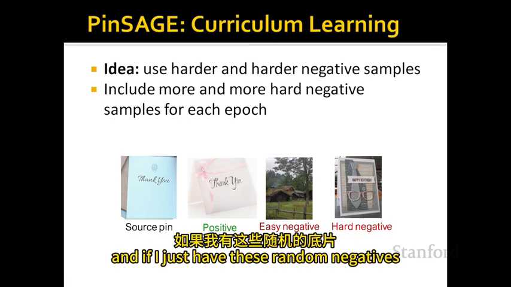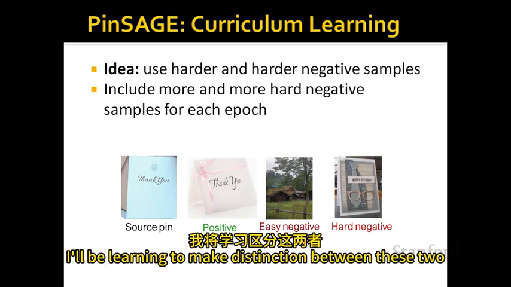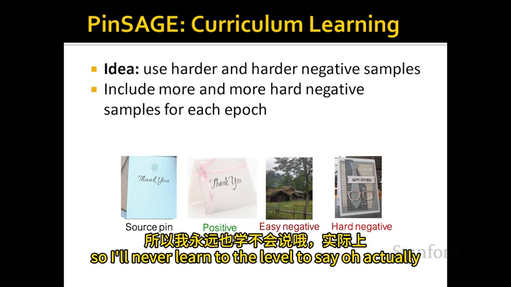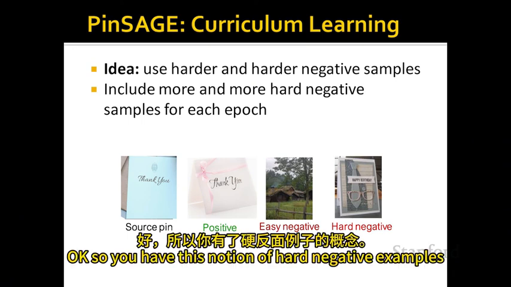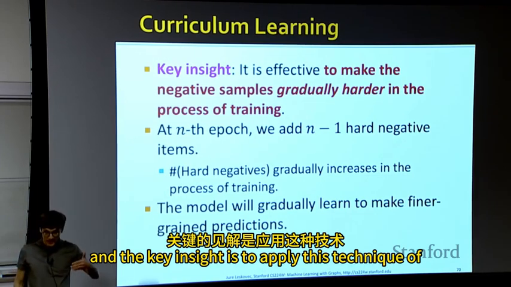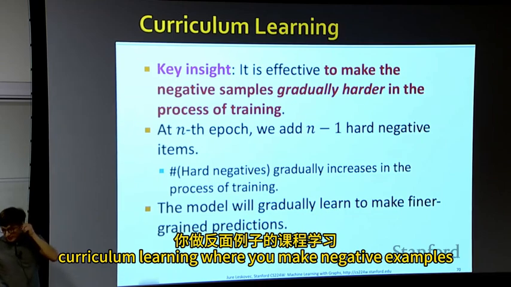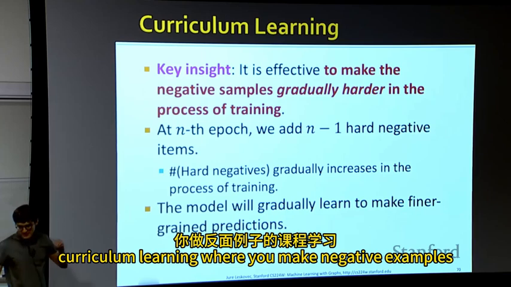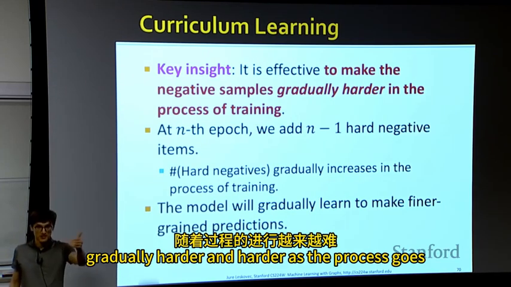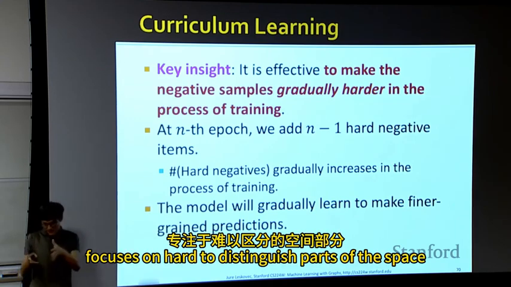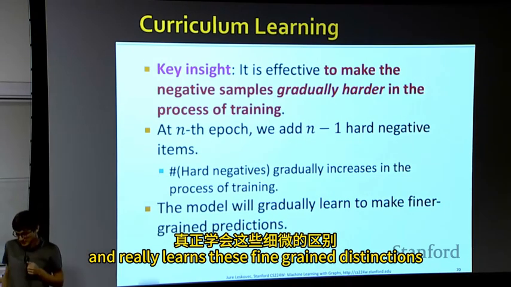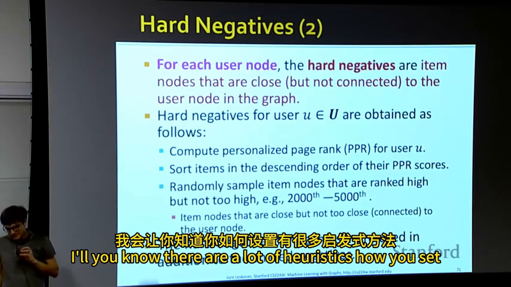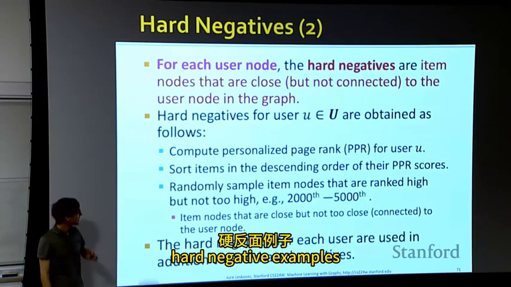And if I just have these random negatives, I'll be learning to make a distinction between these two, and that's very easy. So I'll never learn to the level to say, oh, actually, this is not related, this is very different. So you have this notion of hard negative examples. And the key insight is to apply this technique of curriculum learning, where you make negative examples gradually harder and harder as the process goes, so that the model focuses on hard-to-distinguish parts of the space and really learns these fine-grained distinctions.